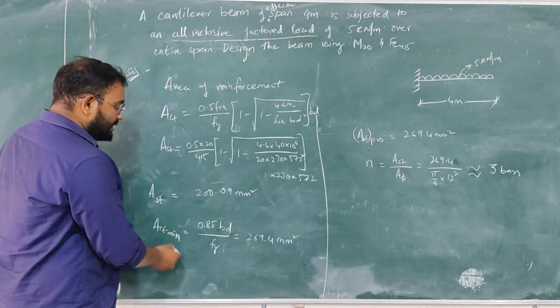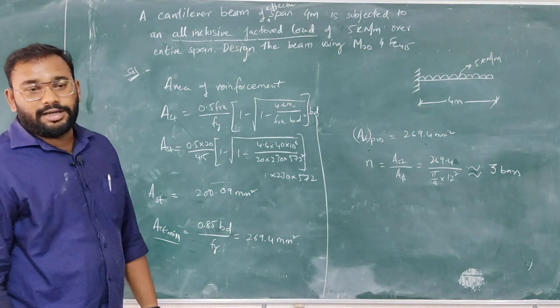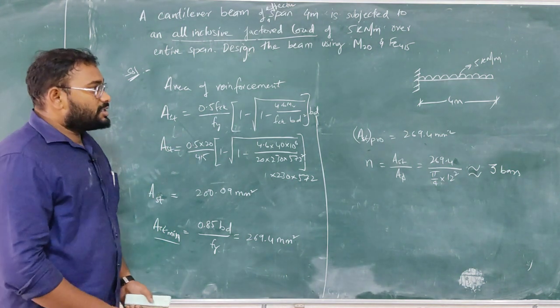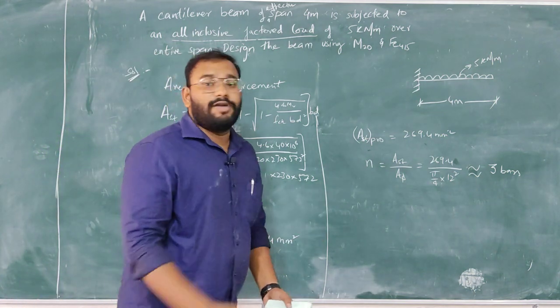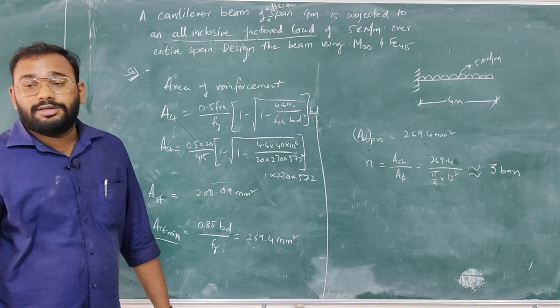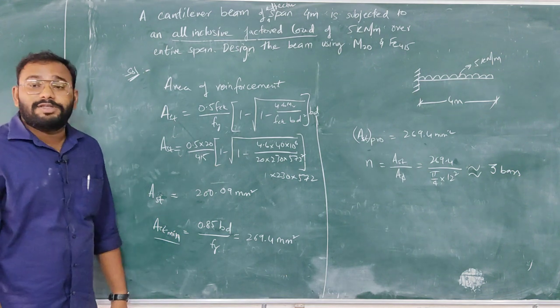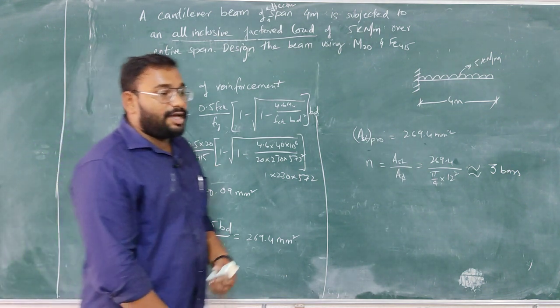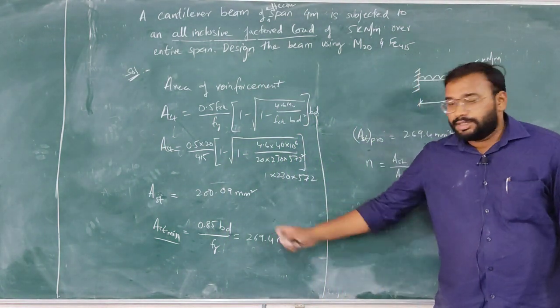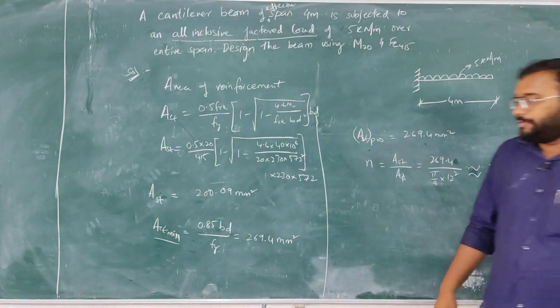Remember, you should never miss this step. Ast minimum is very important, especially in the case of cantilever beams where small d value is very big value. If you see, small d value is more compared to your problems of simply supported beam. The d value in case of cantilever beam will be more. So Ast minimum should be computed.